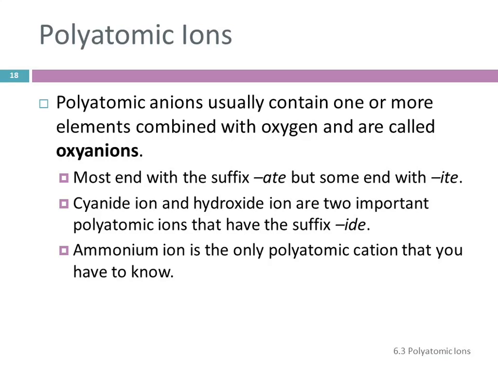Ammonium ion is the only polyatomic cation that you have to know. The rest of them are all anions. And ammonium, let's get my pen up here, is NH4+. So that's the only polyatomic cation we're going to run into in this class.